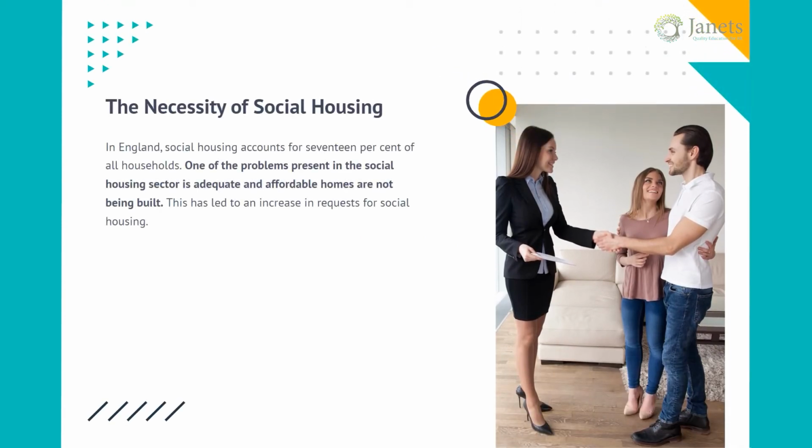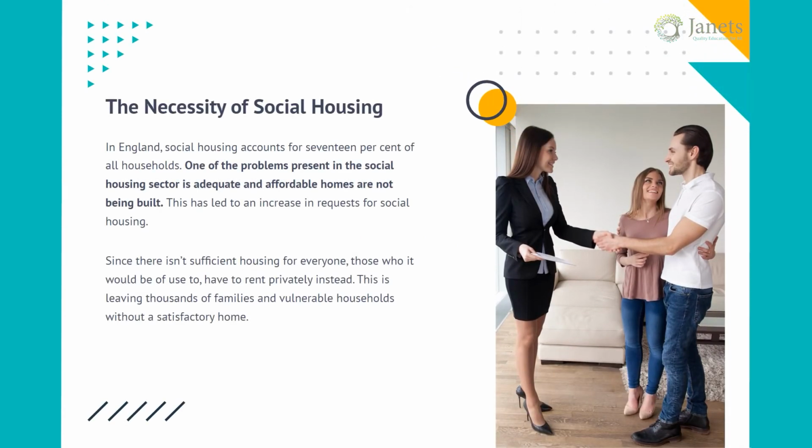The necessity of social housing. In England, social housing accounts for 17% of all households. One of the problems present in the social housing sector is adequate and affordable homes are not being built. This has led to an increase in requests for social housing.